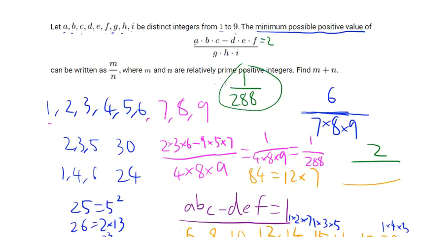288. So find m plus n. So we add 1 plus 288 together, that's 289. So the answer, we already have it, it's 289. Okay.